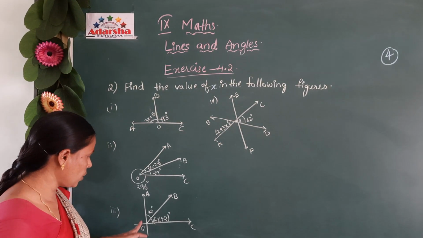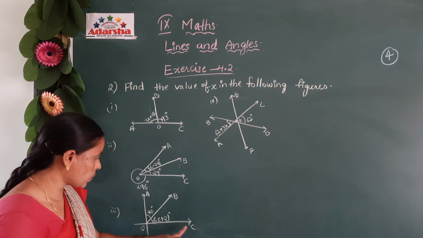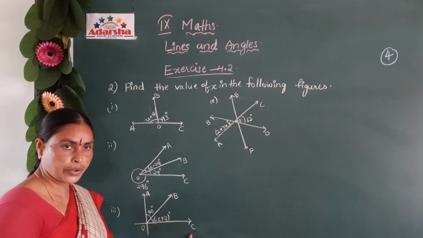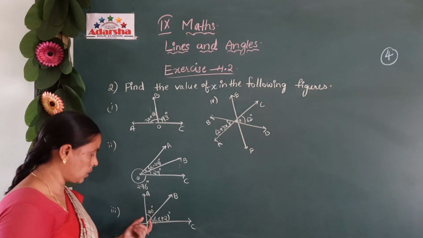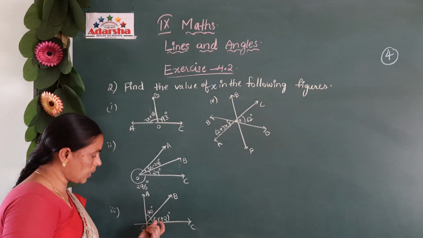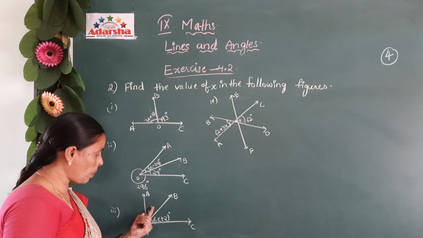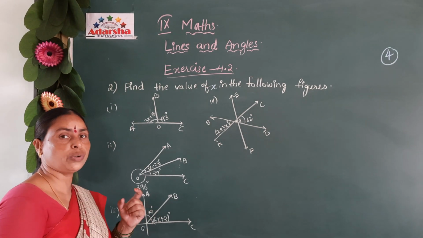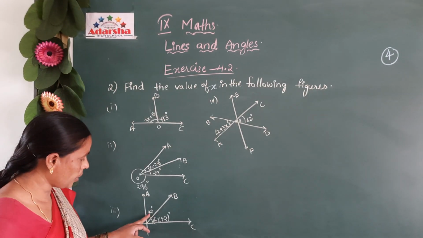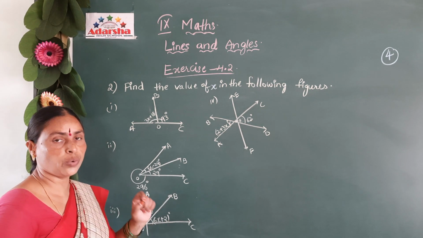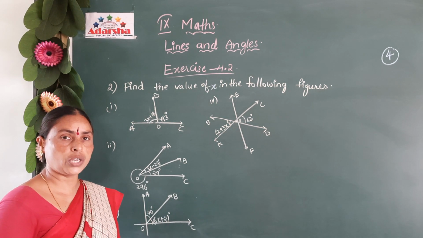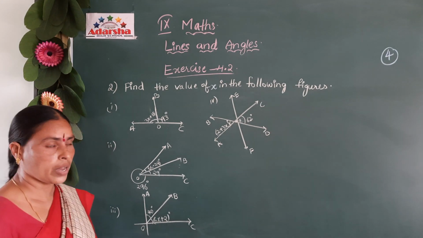And the third question: here this is AOC, that is equal to 90 degrees. In that AOC again we have two angles, 40 degrees and 6x plus 2 degrees. So the sum of these two angles equals 90 degrees. 40 degrees plus 6x plus 2 degrees equals 90 degrees. Solve that equation, then you get the value of x.